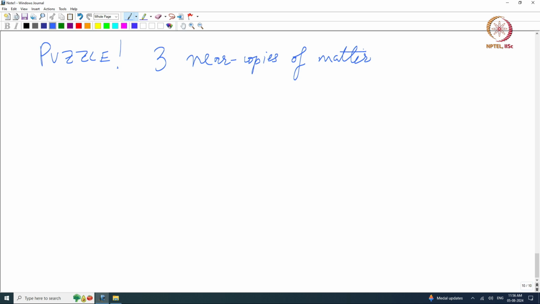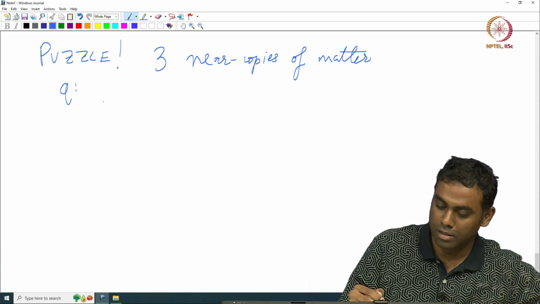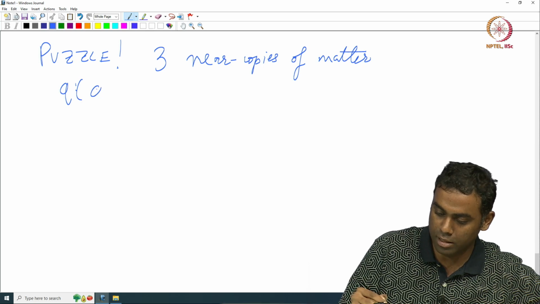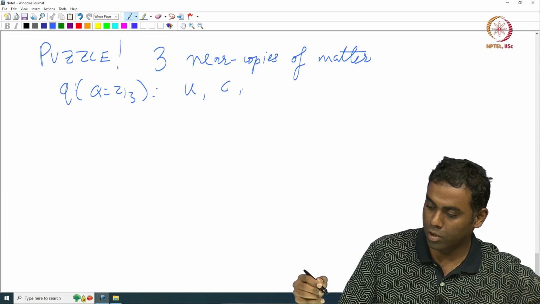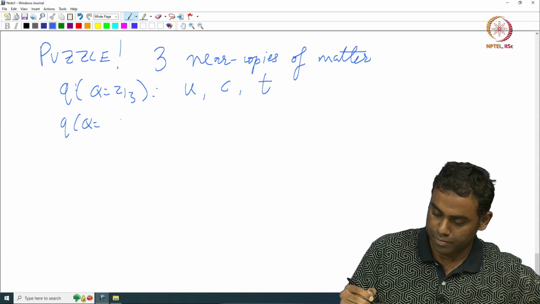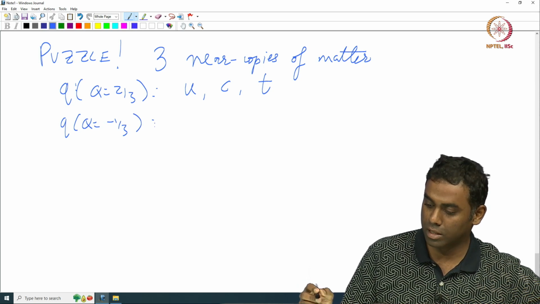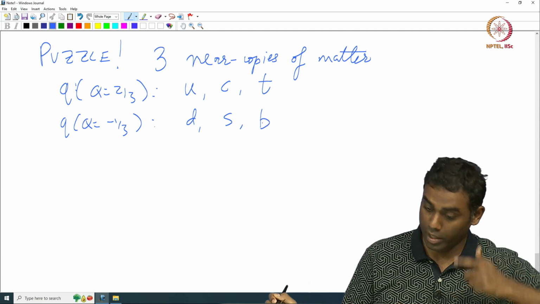matter, right. So, as far as quarks are concerned, do you remember the names of the quarks? Yeah, good, exactly. So, in particular, if I want a charge of 2/3, I have the up quark, the charm quark and the top quark, and then for charge of minus 1/3 I have the down quark, the strange quark and the bottom quark, right.